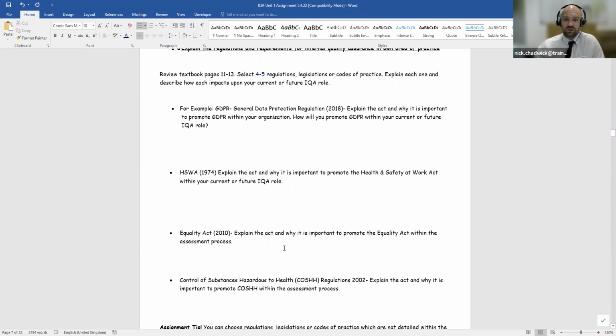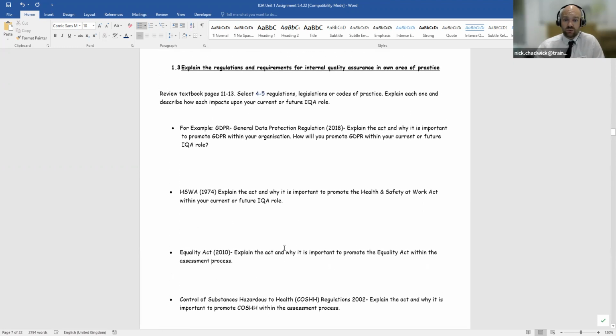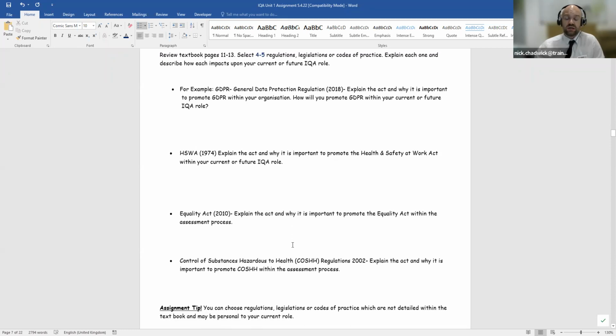Okay, so our very next section within the IQA course is to explain the regulations and requirements for internal quality assurance in own area of practice. Now, what I'd like for you to do is to review the textbook pages 11 to 13. And we have a number of different regulations, legislations, and codes of practice there.